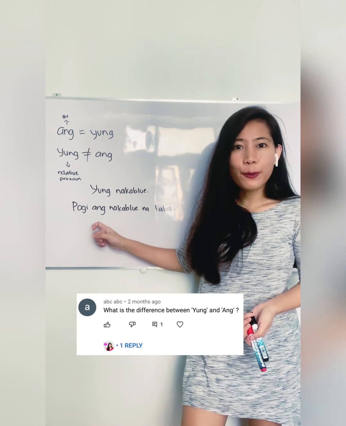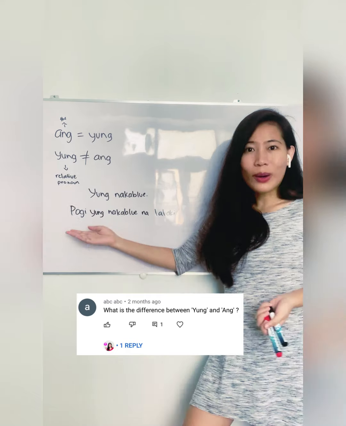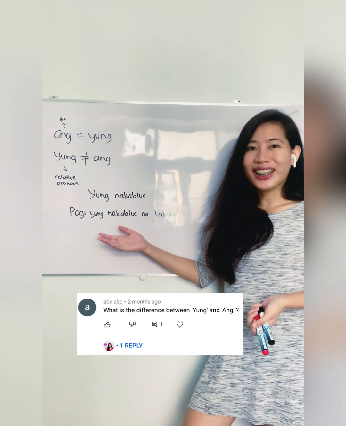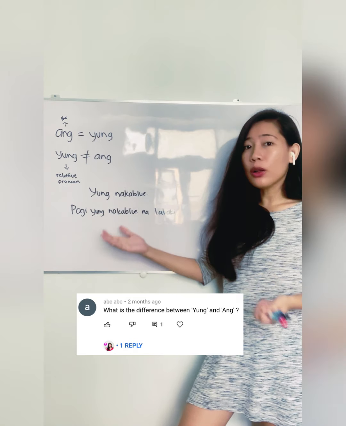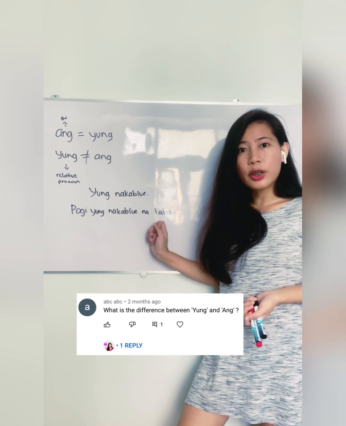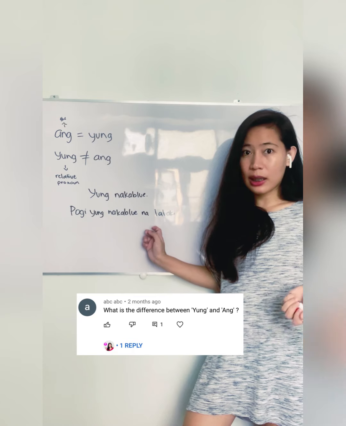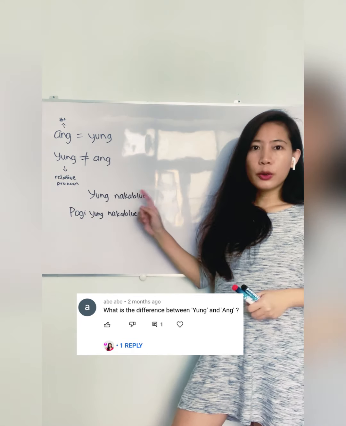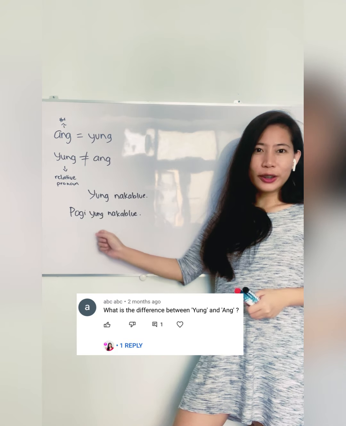But if we change the ang here to yung, while you can say, pogi yung naka-blue na lalaki, say it that way, it's redundant. We can also remove the additional noun. The word lalaki here is not that important anymore. Because when we say yung, that one. Yung naka-blue, pogi yung naka-blue.